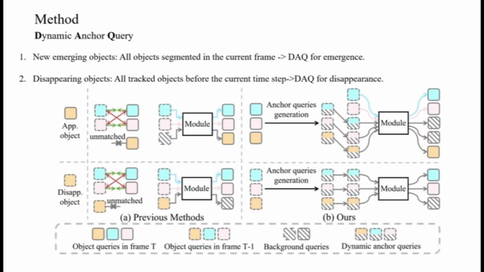Objects identified by the emergence anchor queries are classified as newly appeared, while those pinpointed by the disappearance anchor queries are recognized as having disappeared, prompting their removal. The remaining queries are responsible for tracking objects present across both past and current frames.